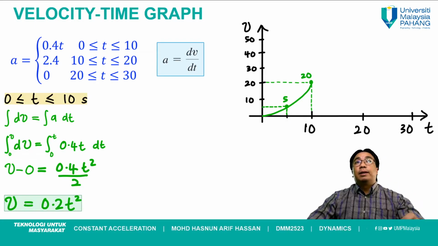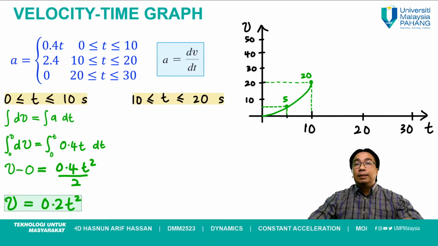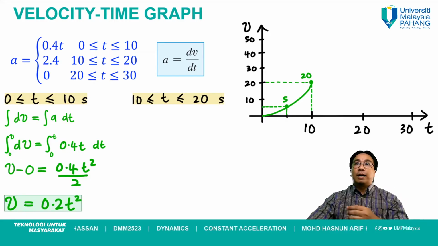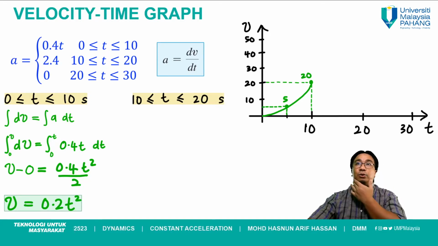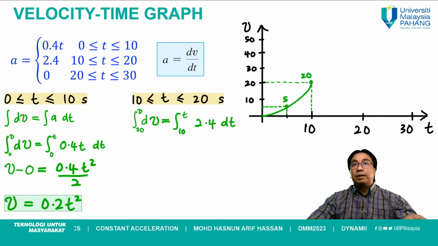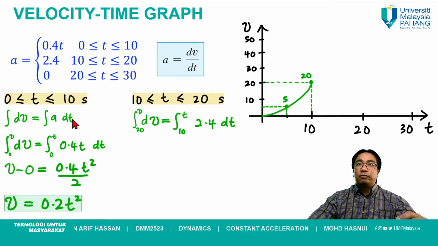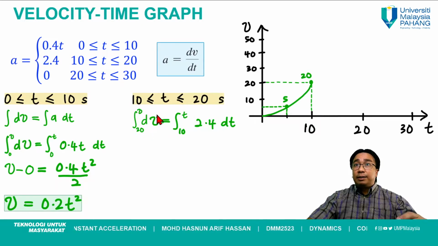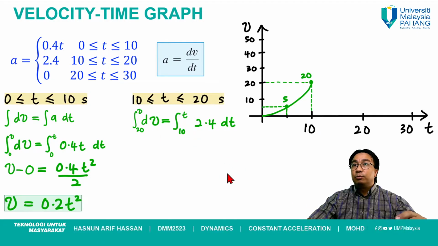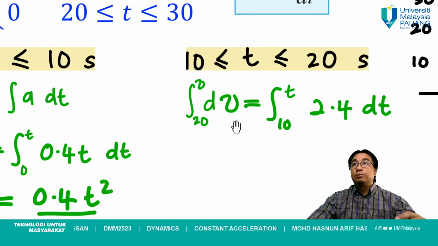Okay. Now, let's move on to the second phase. Now, t from 10 seconds to 20 seconds. t equals 10 seconds until 20 seconds. Same as before, we still use this equation, integration of dv equals integration of a dt, which comes from this basic kinematic equation. Okay. Now, here I want you to be a little careful. Can I zoom this? Okay, I would like to zoom in here.